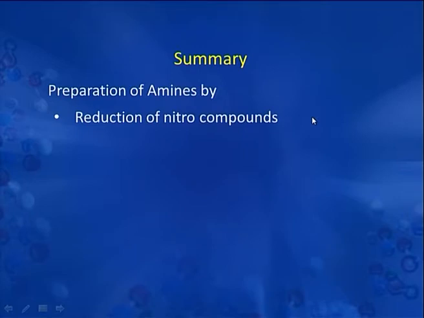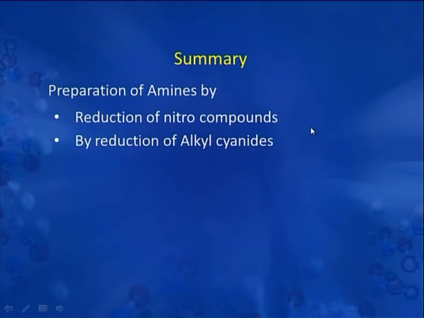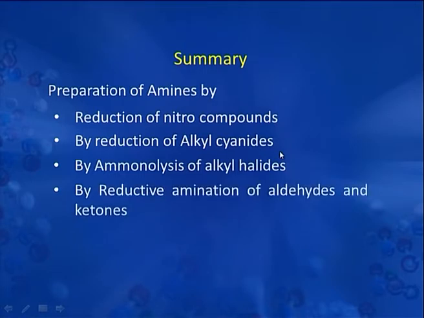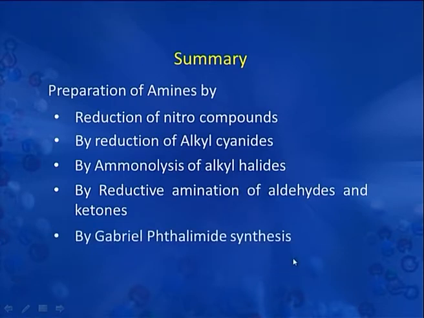So, in today's lecture, we have discussed various methods of preparation of amines. We have prepared amines from the reduction of nitro compounds, by the reduction of alkyl cyanides and by the ammonolysis of alkyl halides. Then we have also prepared amines via the reductive amination of aldehydes and ketones. Gabriel phthalimide synthesis is used for the preparation of primary amines in good yield and in pure form.